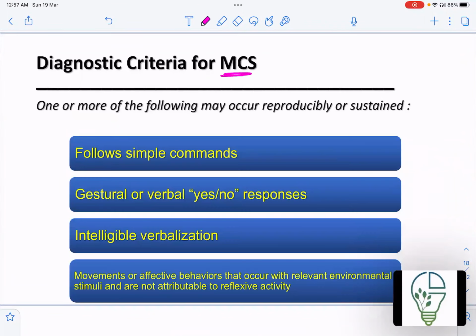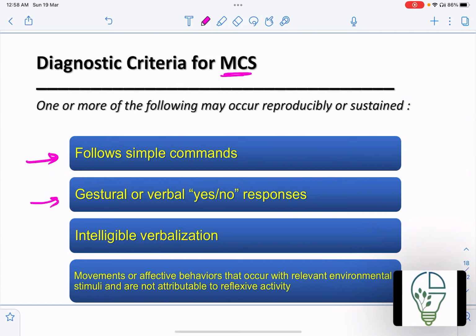What is the diagnostic criteria? They must be able to follow simple commands, like if I say, can you please blink? They can blink, right? Can you move your finger? They can move their finger. Minimal commands, like simple commands. You can't tell them, can you please tell me your full name? No, they're not going to be able to do that, right? So minimal, simple commands like, can you maybe just grunt? Can you sometimes yawn? Simple commands that are not too complicated.